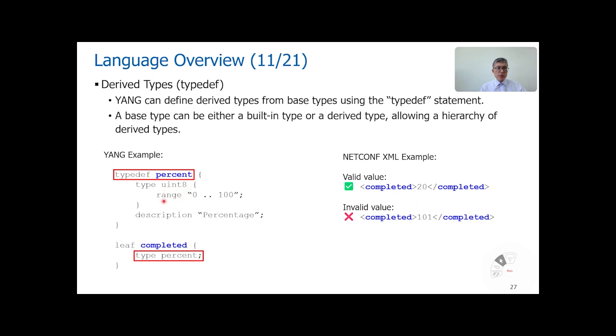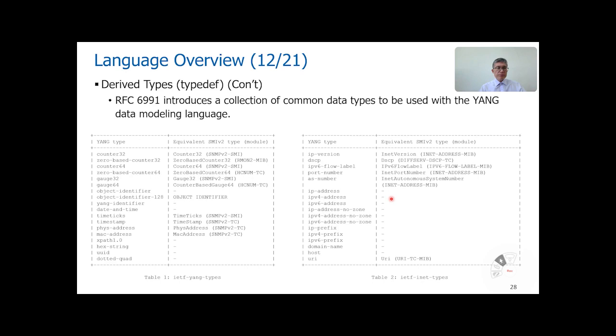So we define a percent type based on an 8-bit unsigned integer. Also, we can define a range. So this 8-bit type goes from 0 up to 255, right? But the range here is a subrange, 0 up to 100. The description is a percentage. And then the leaf is actually defined as this leaf node, and this is a percent type. So in the XML case, 20 is completed fine, but 101 is not, because it is out of range, okay?